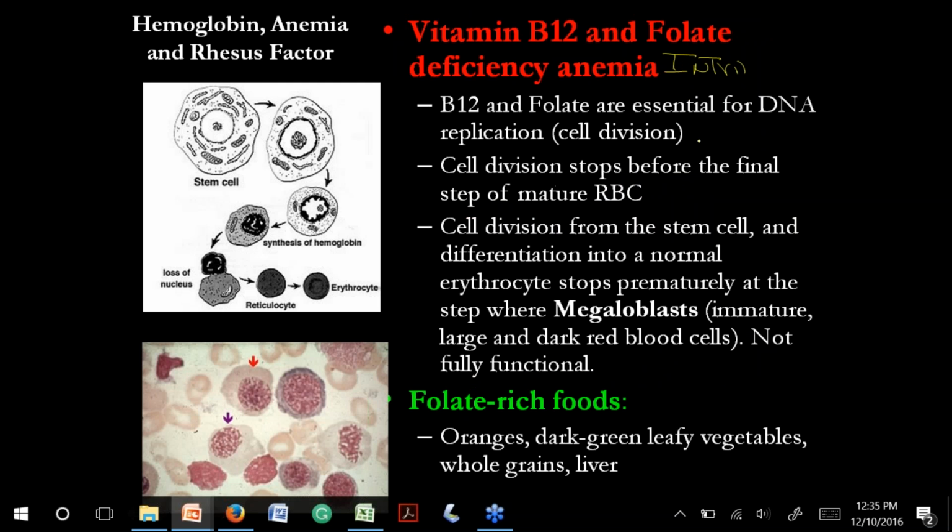Vitamin B12 needs the intrinsic factor. What is that? It is a protein produced by the stomach, and the intrinsic factor needs to be attached to the vitamin B12 in order to be absorbed. Otherwise, it is not going to be absorbed by the intestine. Okay? Vitamin B12 deficiency mostly causes megaloblastic anemia. Megaloblastic anemia.